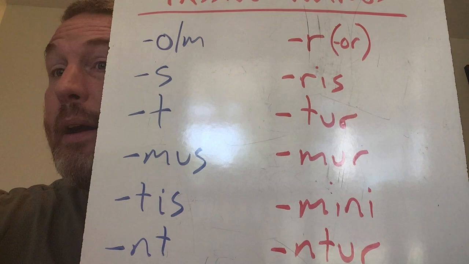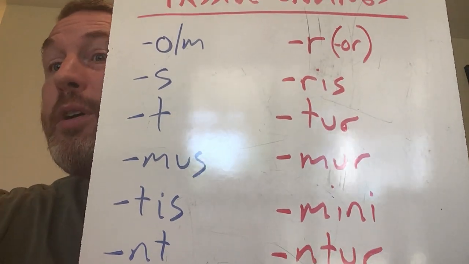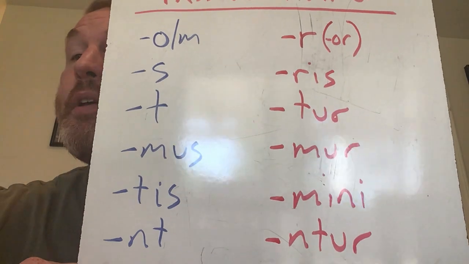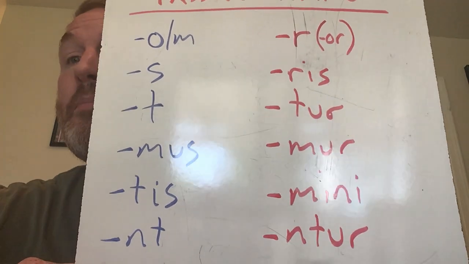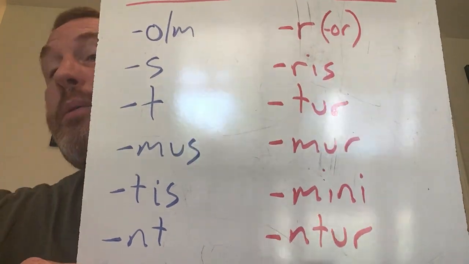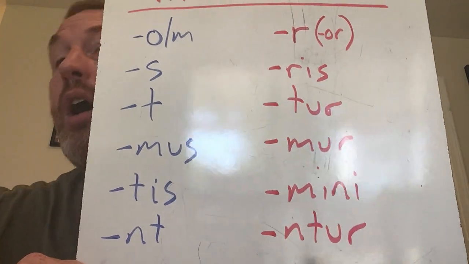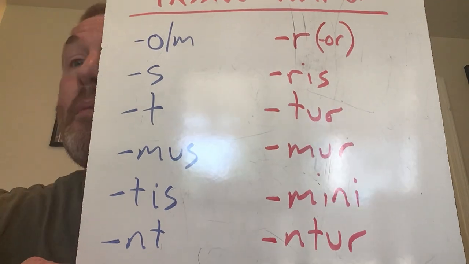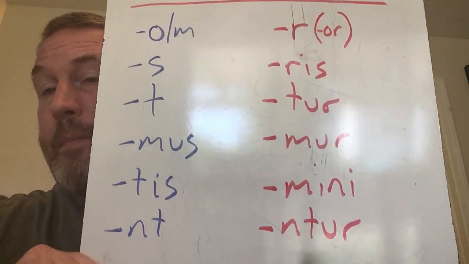and I will sing it for you now. OR, RIS, TUR, MUR, MINI, NTUR. And there you have it. Now, if we're in person, you'll get to hear it with the music and the gongs and all kinds of things and me dancing. But if not, you got the diet version here.